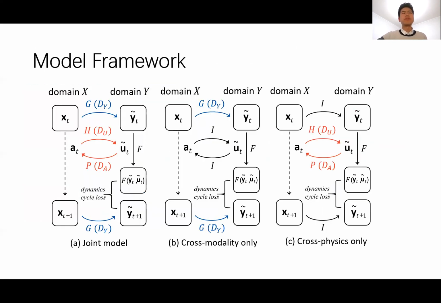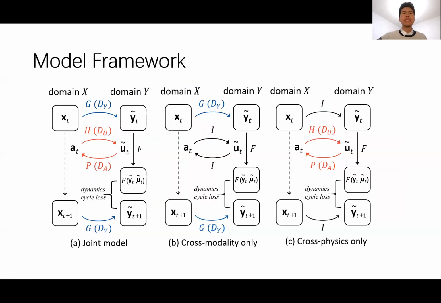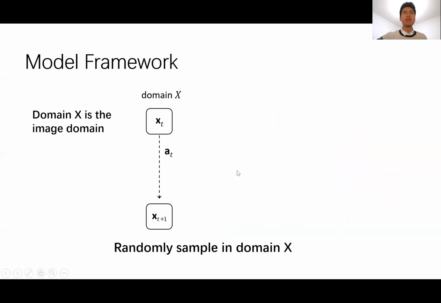Here, this slide shows the model framework. This is our joint model, and these 2 variations are simplified versions of this joint model. So we have 3 different variations of the model to solve these 3 different setting tasks separately. So let's go through this middle one, this cross modality model.